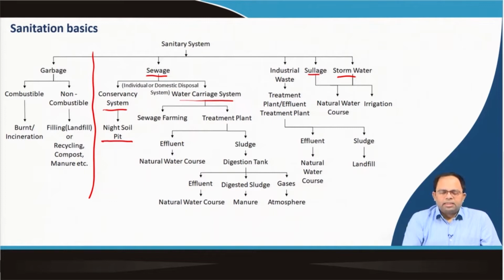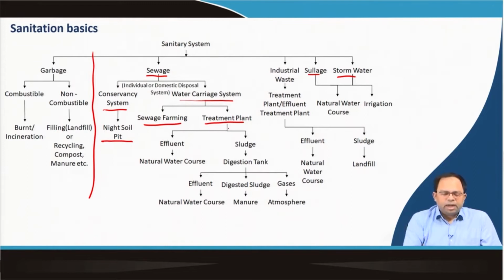So, in the water carriage system, we actually carry the sewage, that is the liquid waste that is generated, via the medium of water and through pipelines, and this could finally be taken either to sewage farming, that means we use the sewage for farming purposes, or to a treatment plant as well, right. A treatment plant in this sense means a sewage treatment plant, not other kinds of treatment plant.